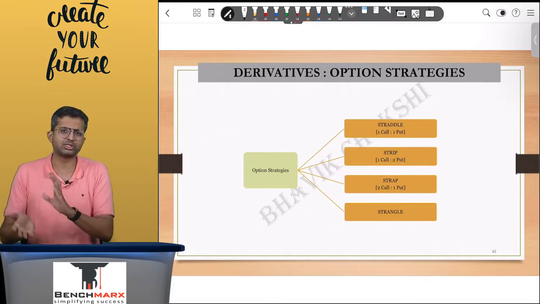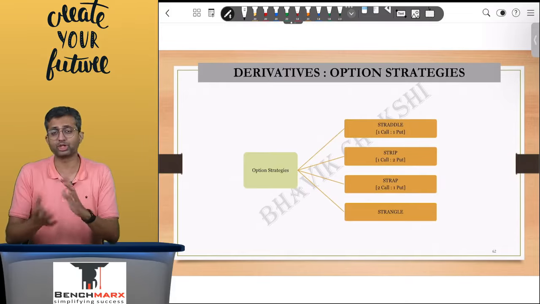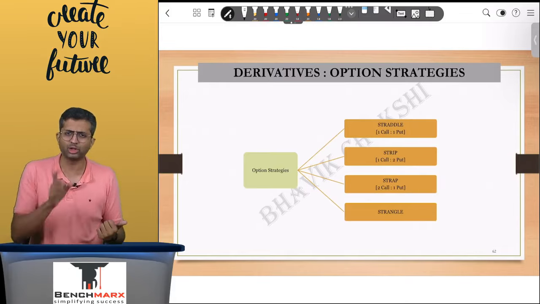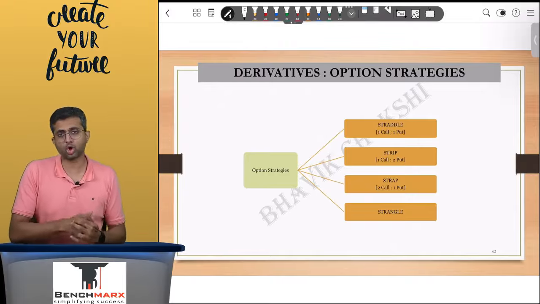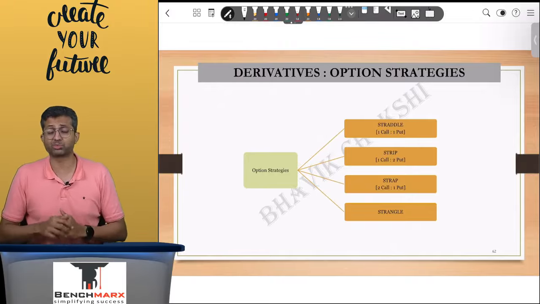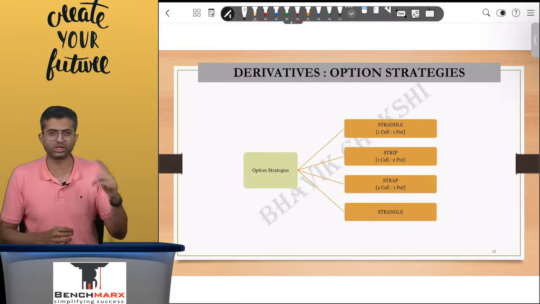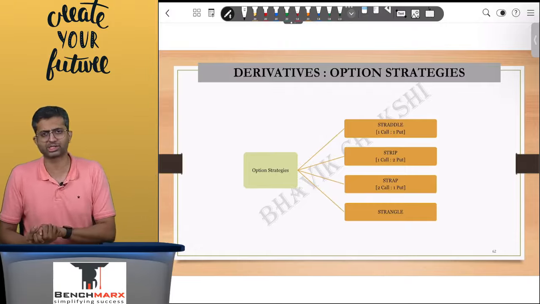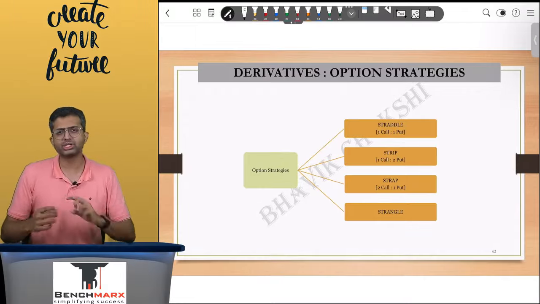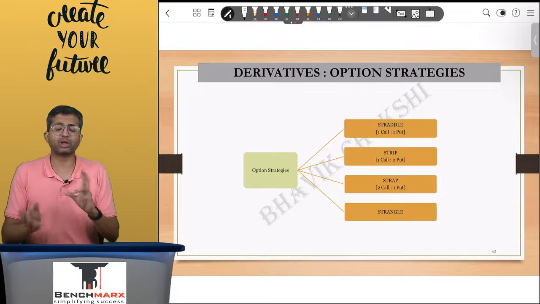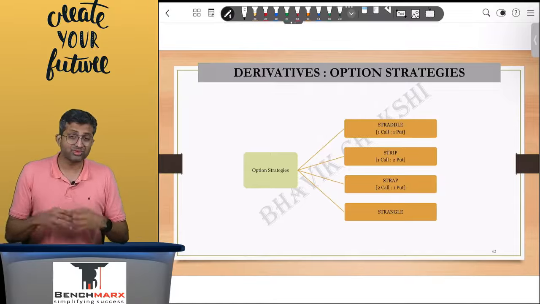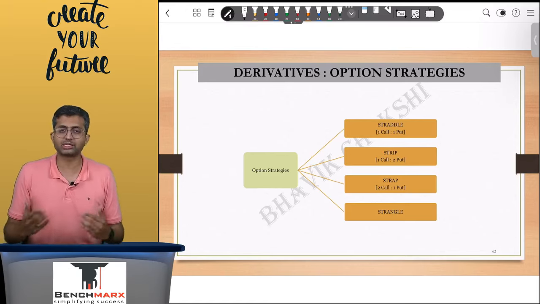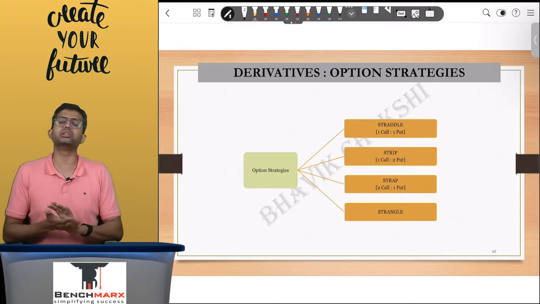Combination strategies are strategies which involve a combination of calls and puts. These can be a straddle, one call and one put at the same price; a strip, one call and two puts at the same exercise price; a strap, two calls and one put at the same exercise price; and a strangle, which is one call and one put but at different exercise prices.